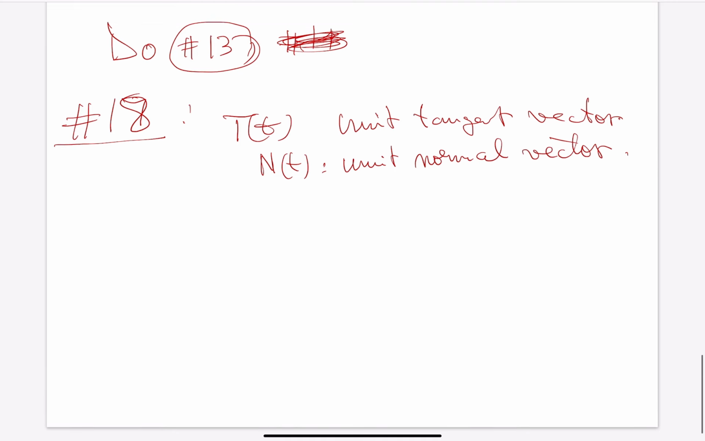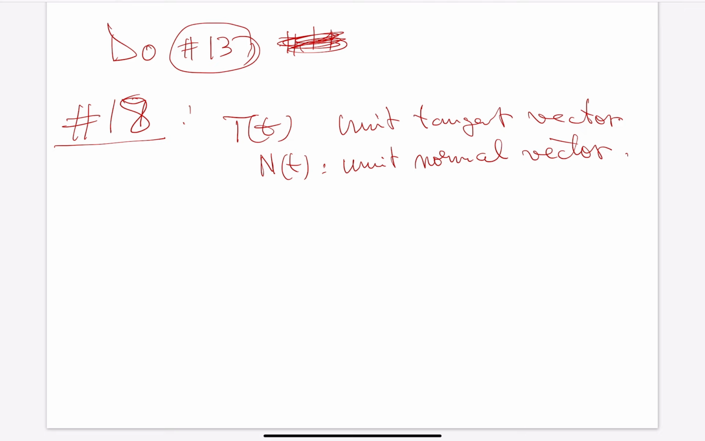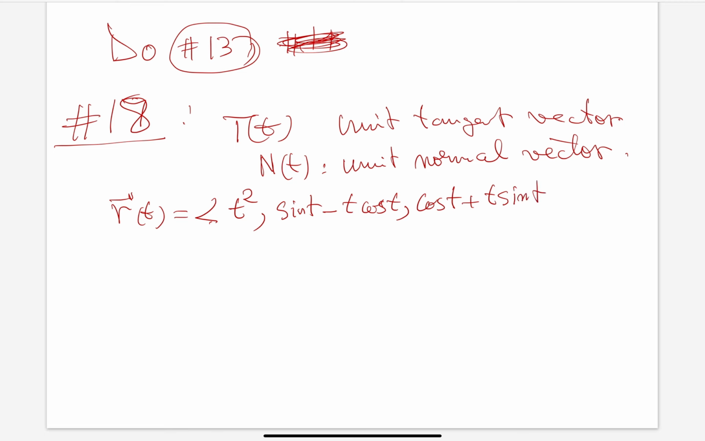Now, that's the first question they ask you, and they give you the vector function. The vector function, you have this: t to the t square, and you have sine of t minus t cosine of t, and you have cosine of t plus t sine of t, and you have t greater than 0. Okay, they give you this one.